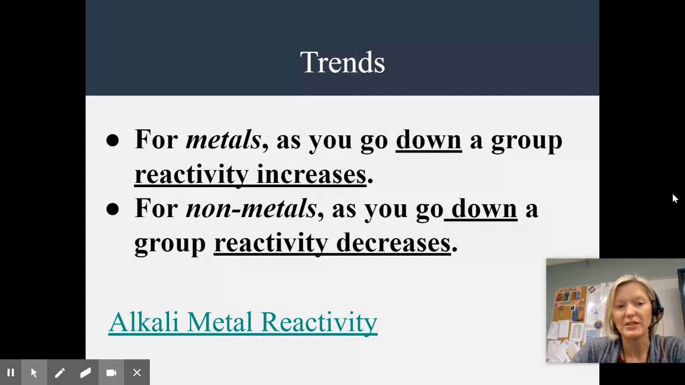We're picking up where we left off on Monday and Tuesday. For the metals, as you go down a group, reactivity increases. We already wrote that down. It's a big trend, and our other big trend is for non-metals. As you go down a group, reactivity decreases.